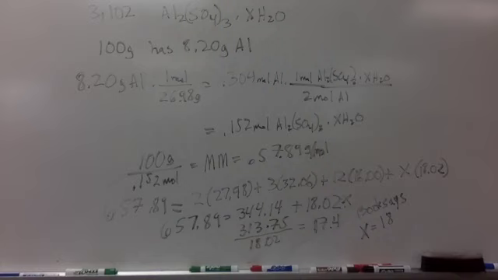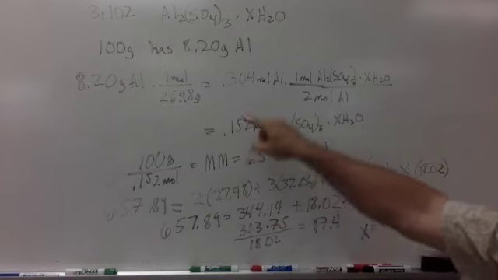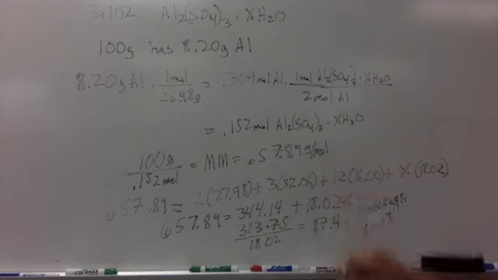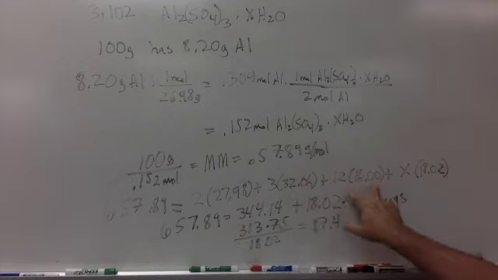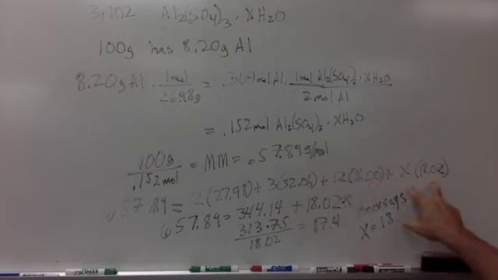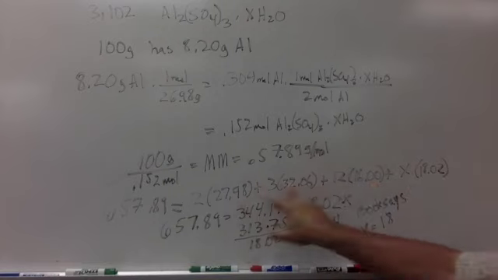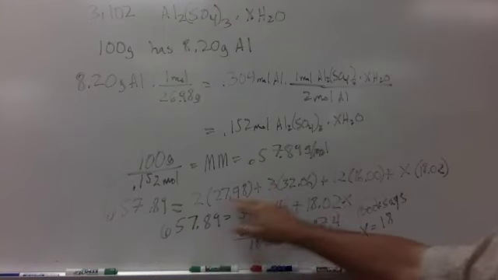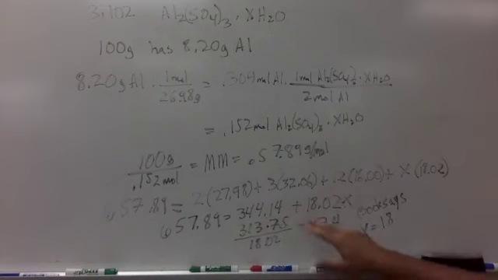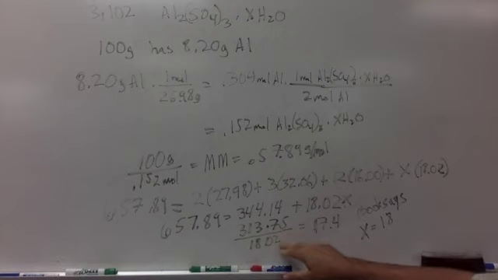I have that the molar mass is 657.89. Now 657.89 should be the sum of all of the atomic masses multiplied by their coefficients. So 2 aluminums, 3 sulfurs, 12 oxygens, and then X waters means that I can set up an equation and solve for X. So 657.89 is 344.14 plus 18.02X. 313.75 divided by 18.02 is X, and I got 17.4.